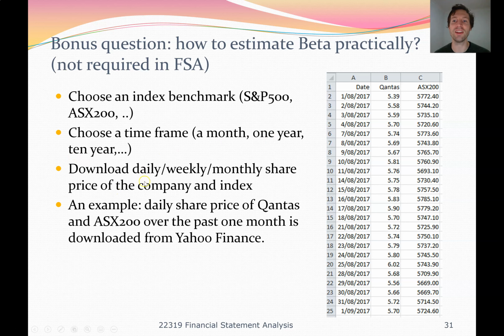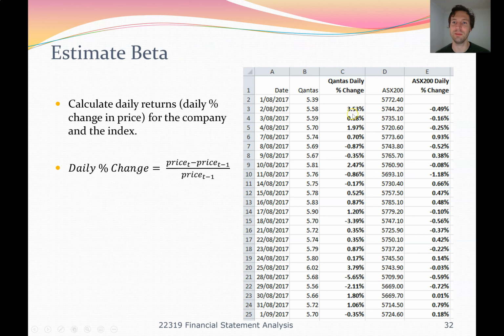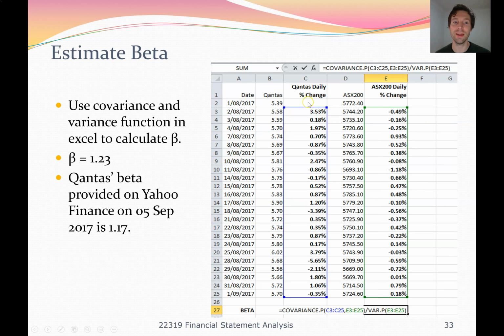You download prices. You could do daily, weekly, monthly share prices, similar for the index. And here we've got Qantas's share price changes each day compared to the ASX 200. Okay, you calculate the percentage change for the day and the percentage change for the market. Then you can use a covariance function in Excel here to calculate the beta. Here we've calculated the beta for Qantas is 1.23, but if I look on the Yahoo Finance website, it's 1.17.